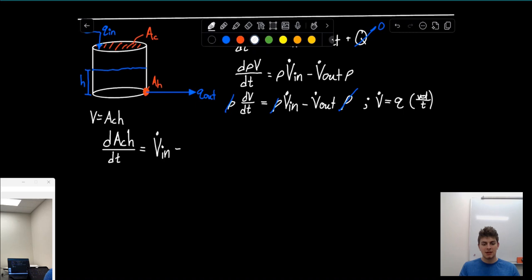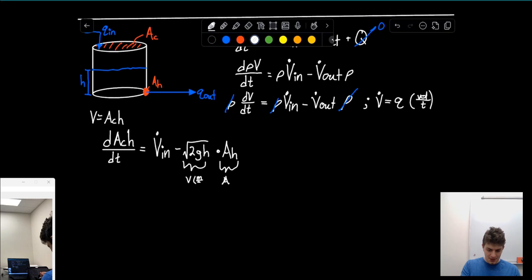And so what's leaving the tank, we know by Torricelli's equation that we can describe as root 2gh times the area of the hole, right? That's just a simplification of Bernoulli's, whereby we are bringing a velocity term here and an area term here. Obviously, velocity is going to be in meters per second, or distance per second, right? And this will be meters squared. So you can see that if we multiply that together, we end up in volumetric flow rate units as well.